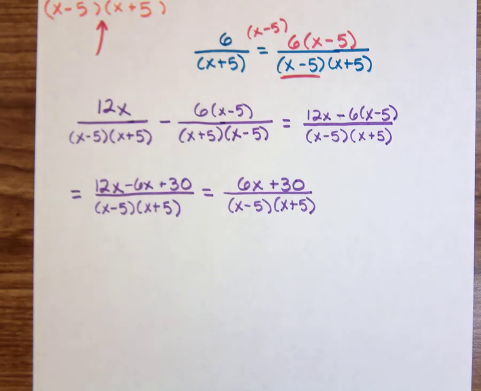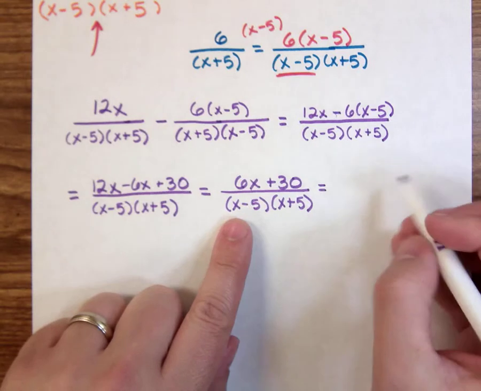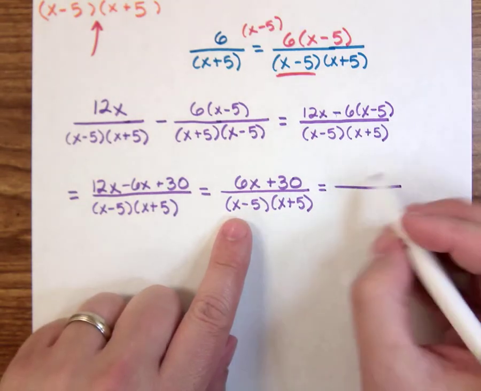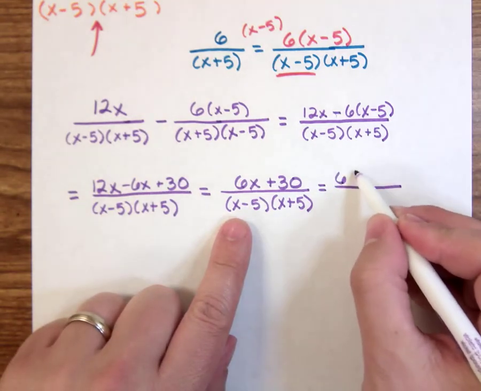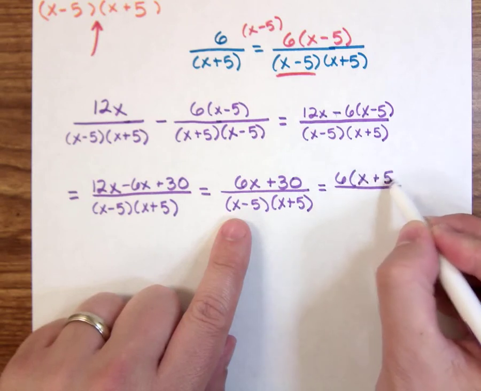All right, that seems okay. But what? I think there's something else I can do. Do you see the other thing that I can do? Oh my gosh, I can factor the top. We should definitely do that. How can you factor this? GCF of 6, leaving me with x plus 5.